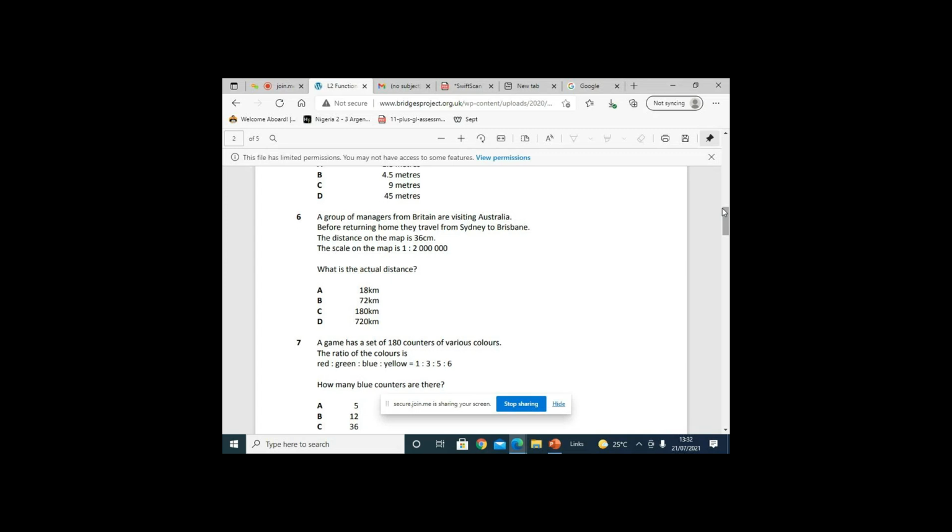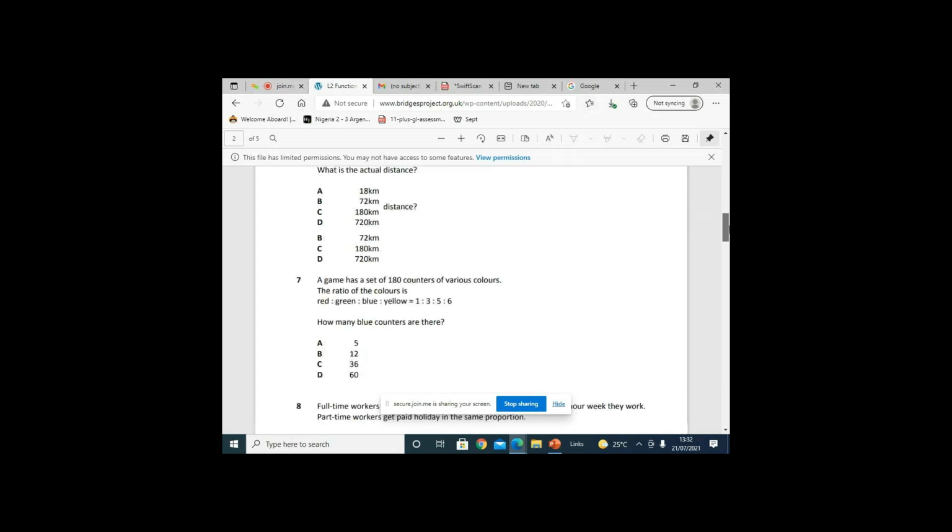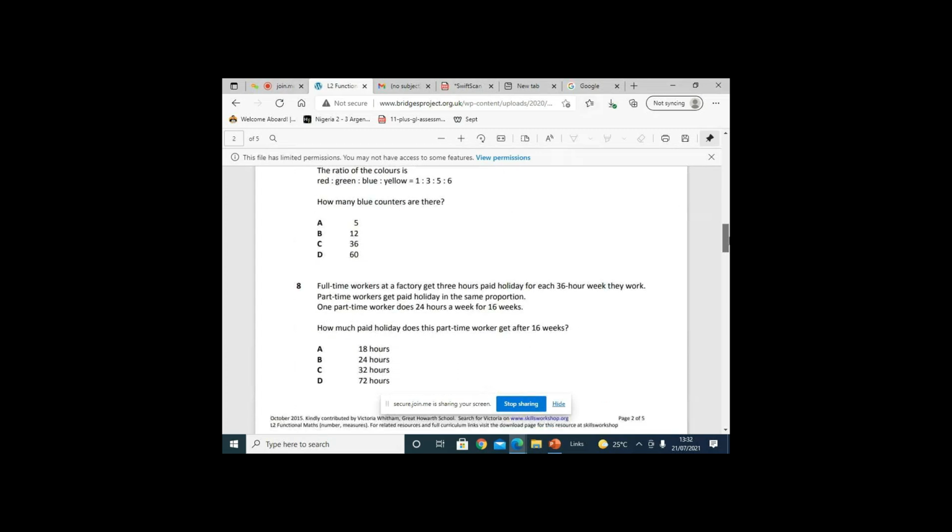I'm sorry, I'm lost. 1 centimeter represents what? 20 kilometers, not 2. Ah, right. I'm mixed up with all the zeros. So 1 centimeter is 20 kilometers, so it's going to be 36 times 20, so it has 720. Yes, 720. Well done, you did a very good job.